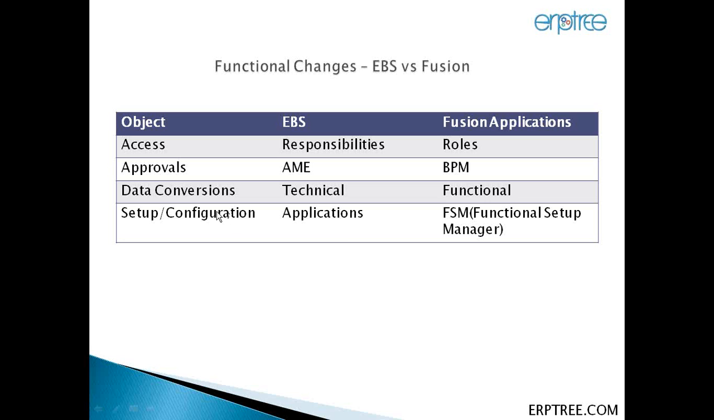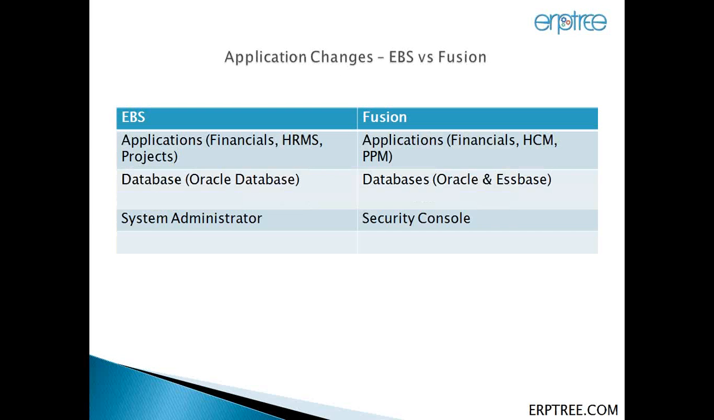So, setups and configuration. When I talk about EBS, if you want to do any application setup, you have to go to the respective application-related responsibility. From that responsibility, you can do the respective setups. But in the Fusion application, they simplified it: any application-related setup you can do from one place, that is FSM, Functional Setup Manager. From Functional Setup Manager, you can do any setups as the implementation requires or as a specific solution is required.